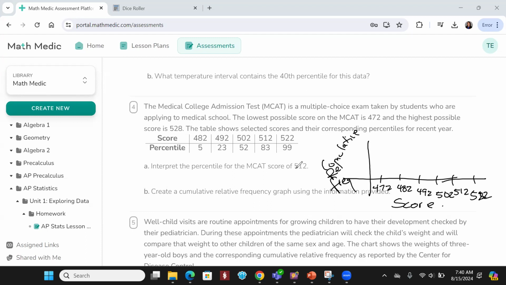Okay. So for 472, how many were there? 0. So we're going to start at 0. And you can go up by whatever increments you want on the side. We're going to do by 20s just to make our lives a little bit easier. Okay. What about from 472 to 482? How much do we have?